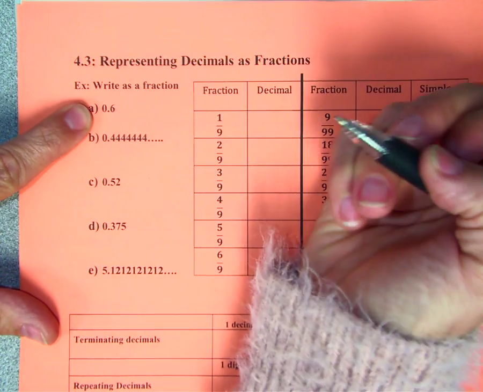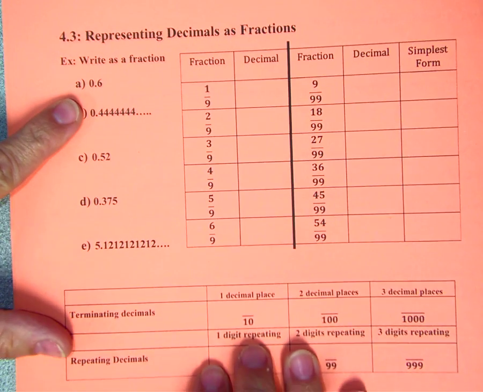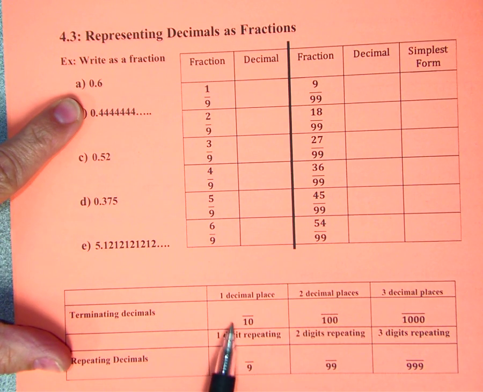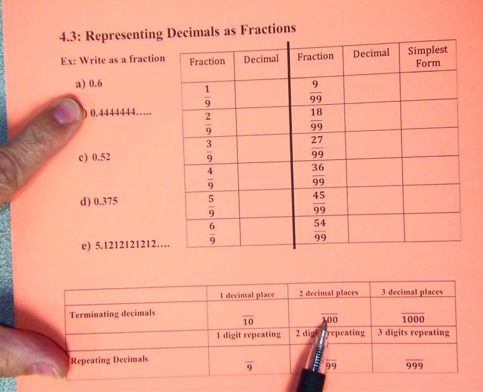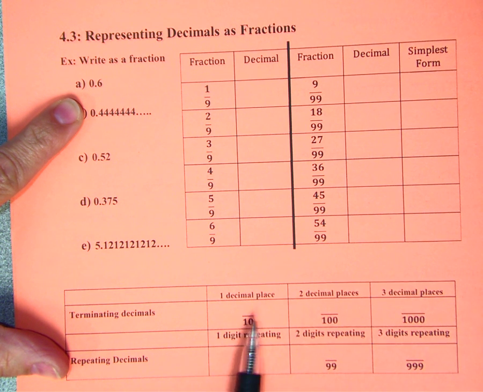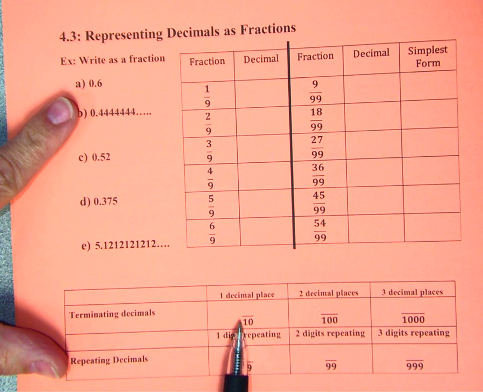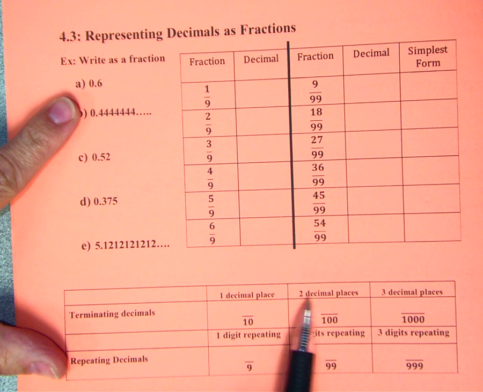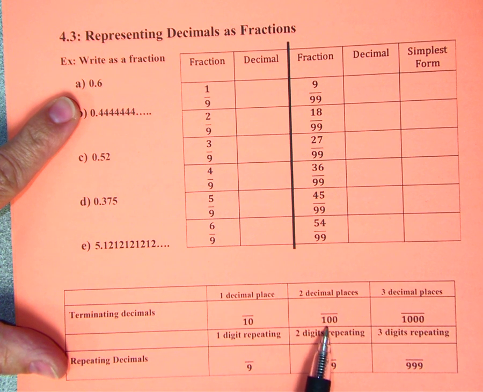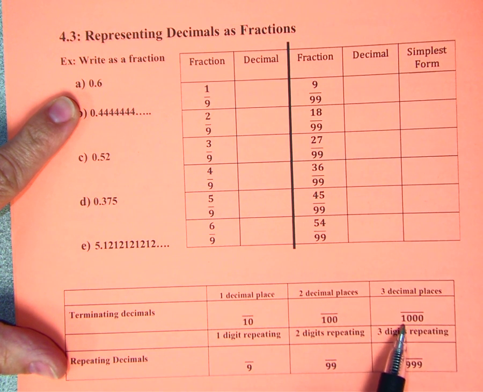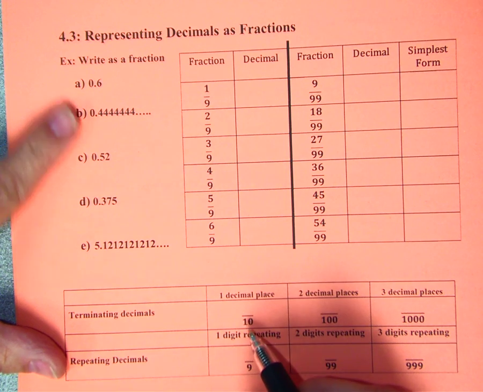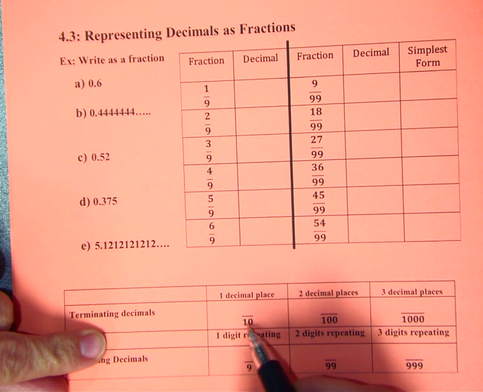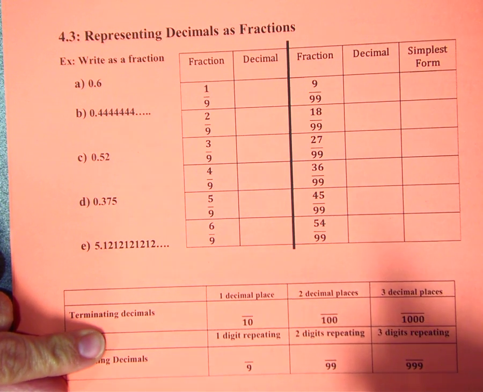So when you have terminating decimals, you always put them out of 10, 100, 1,000, and so on. So the denominator depends on how many decimal places you have. If you have one decimal place, you're going to put your decimal out of 10. If you have two numbers after your decimal place, you'll put it out of 100. Three numbers after your decimal place, out of 1,000, and so on. So basically there are the same amount of zeros in your denominator as there are numbers after your decimal.